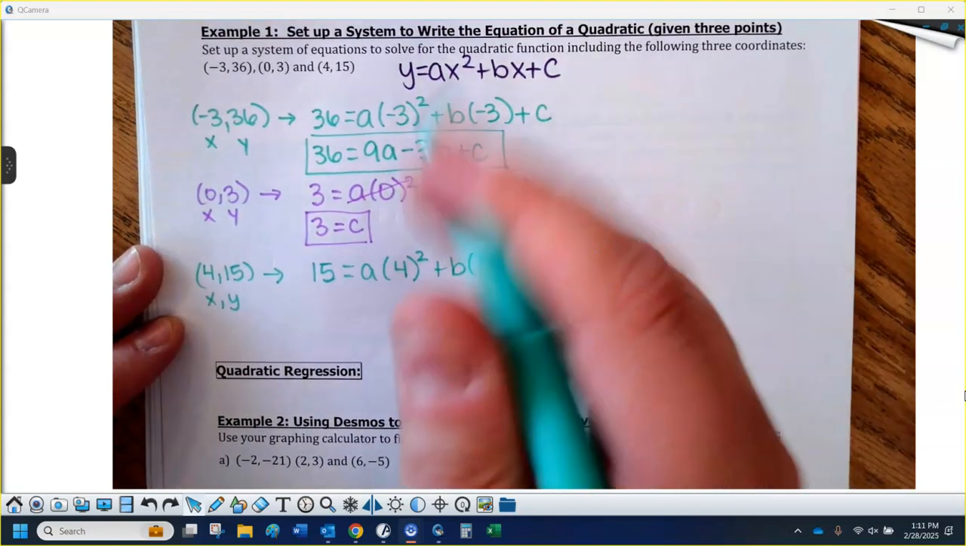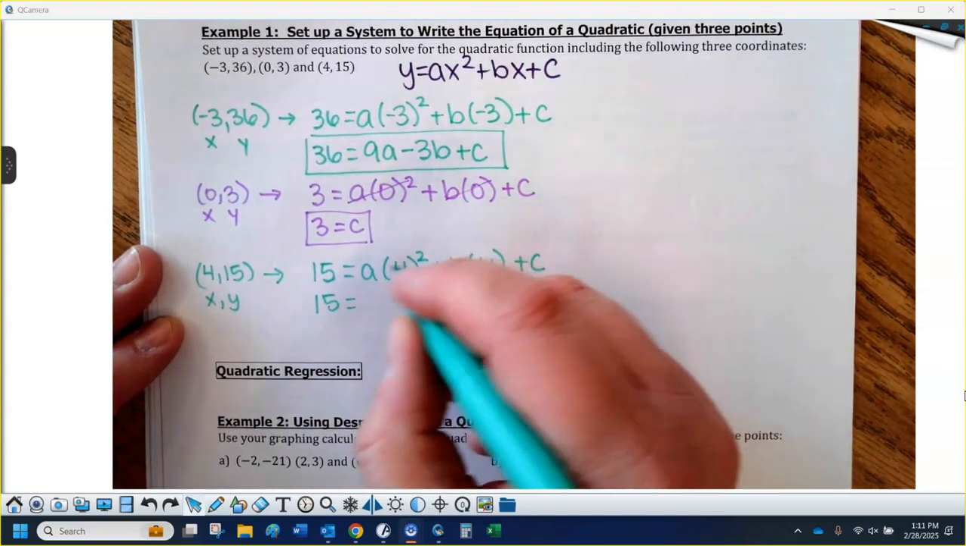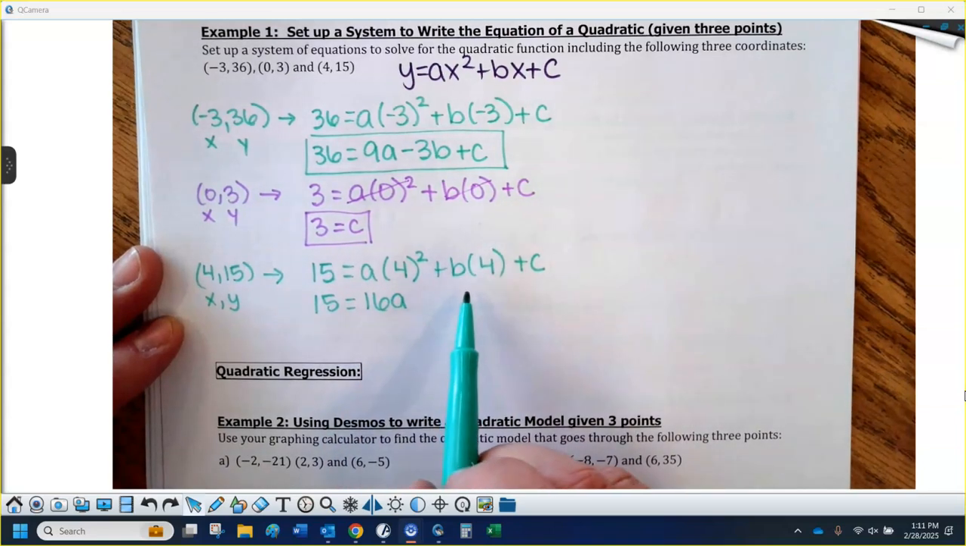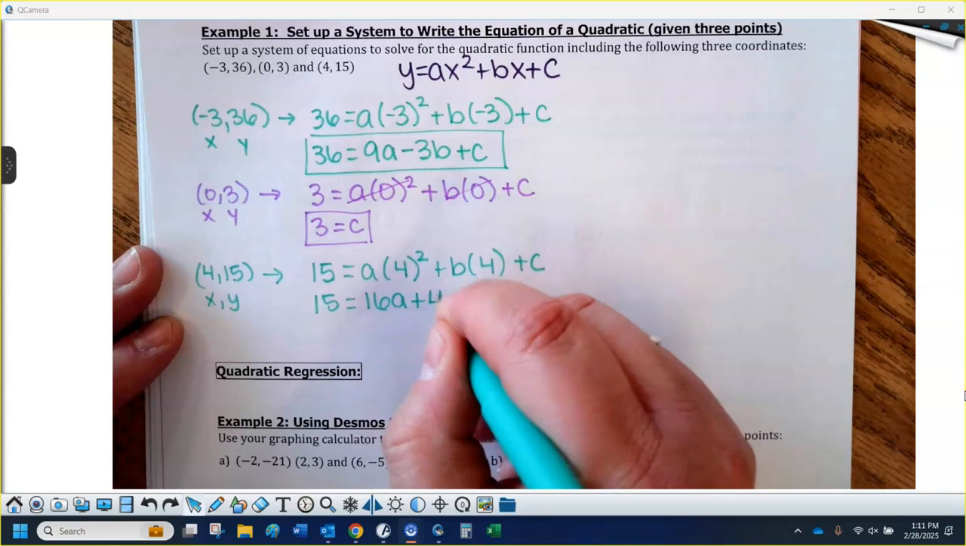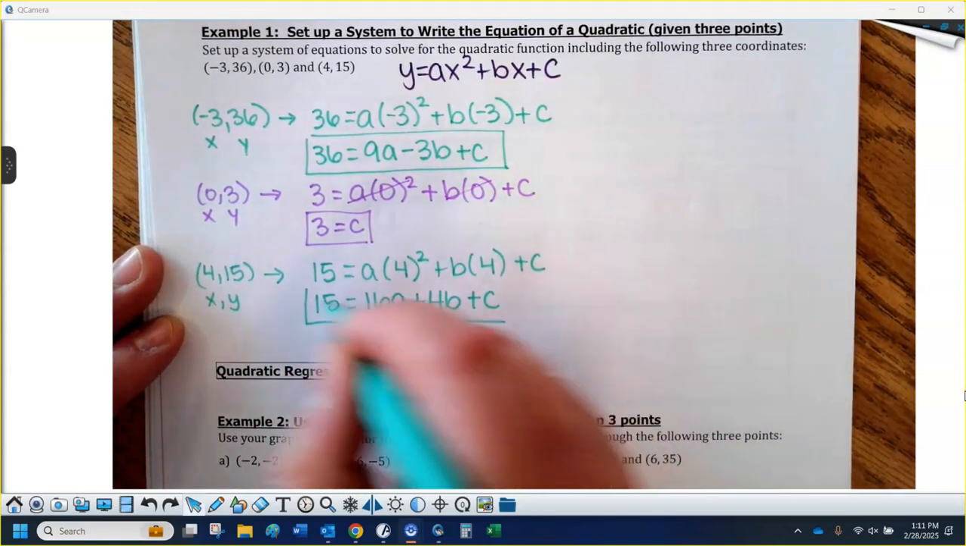And each one of these you can kind of simplify a little bit. So I'm actually going to square 4. So 4 times 4 is 16. So that first term is really 16a. Second term, you got b times 4, so it's just plus 4b. And then I have just the plus c on the end.